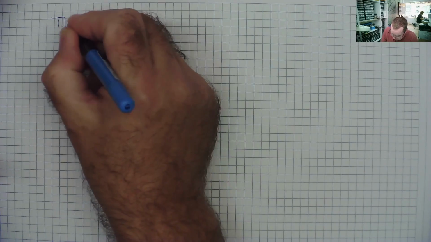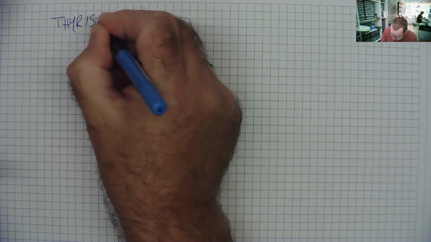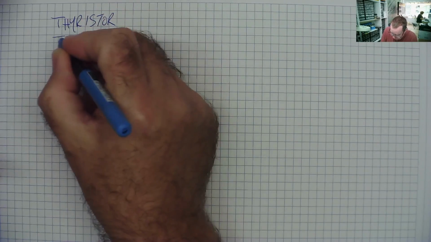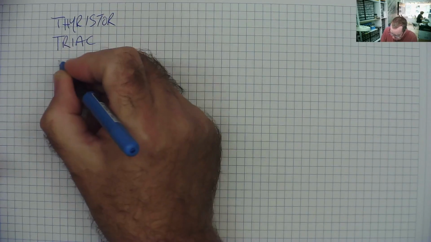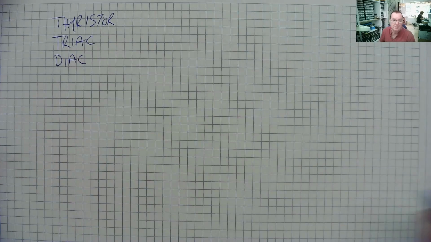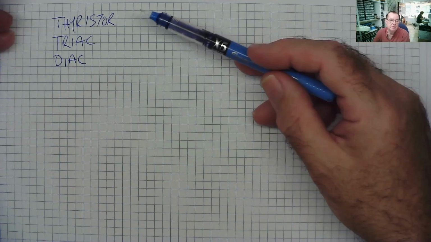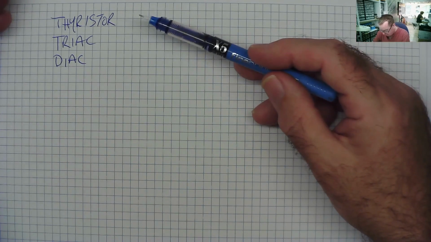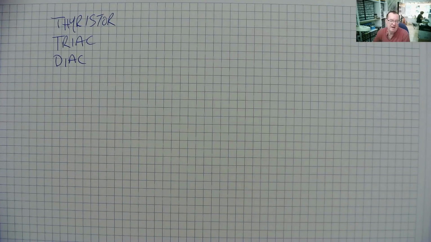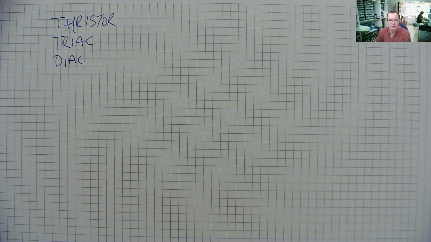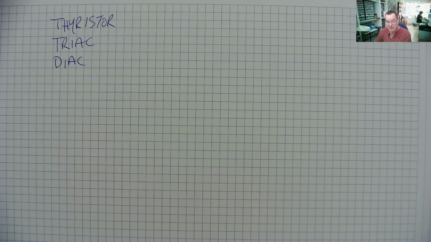So we have thyristor, we have triac, and we have diac. So these are the three types of components we're going to talk about. Really, in a way, they progress from each other. So we'll start with the thyristor first, and then it's fairly easy to understand the other two. And the thyristor ain't difficult, yeah.